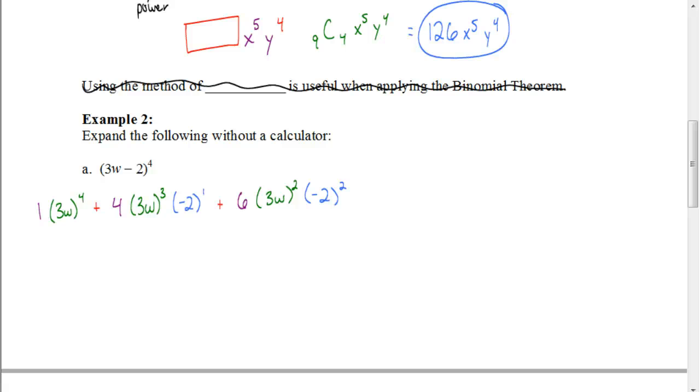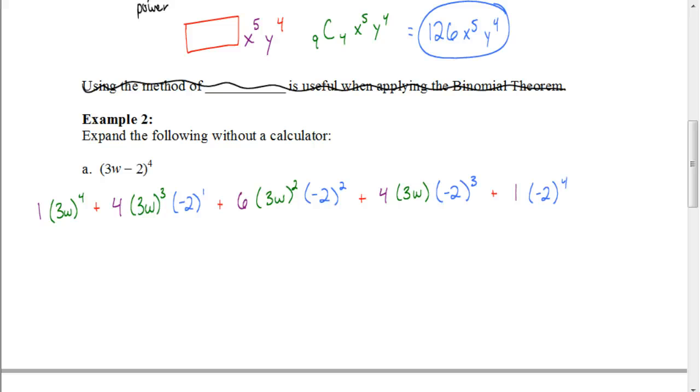Let's go to the next term. Again, the coefficient is going to be 4 using Pascal's triangle. The 3w is going to decrease to just be 3w to the first power, or 3w. And the negative 2, that exponent is going to increase to be negative 2 cubed. And lastly, that term is going to have a coefficient of 1 from Pascal's triangle. 3w would be to the 0 power, which is just 1. And then negative 2 would increase to be negative 2 to the fourth power.